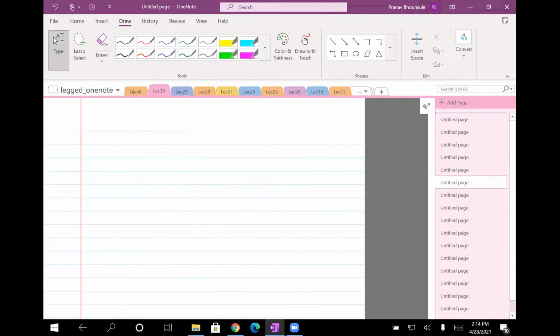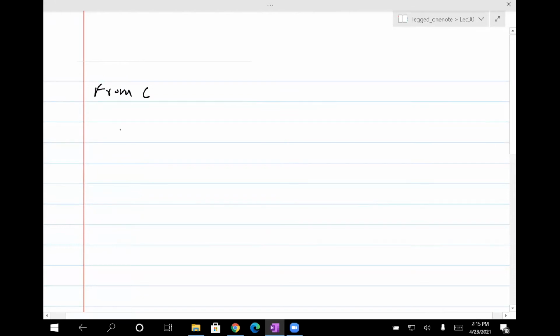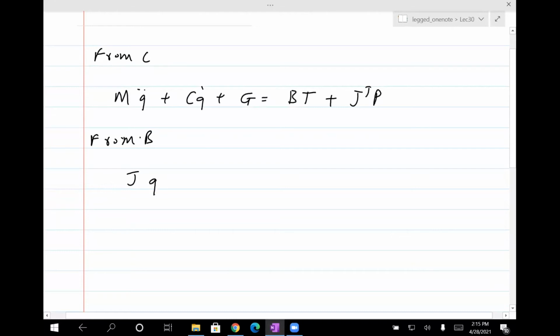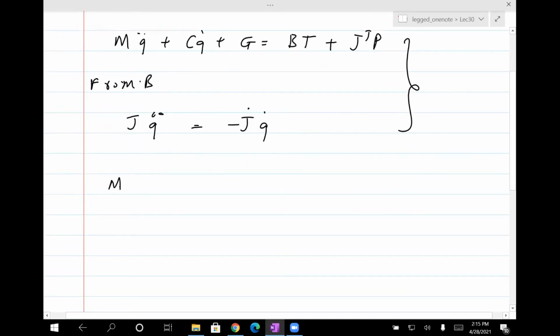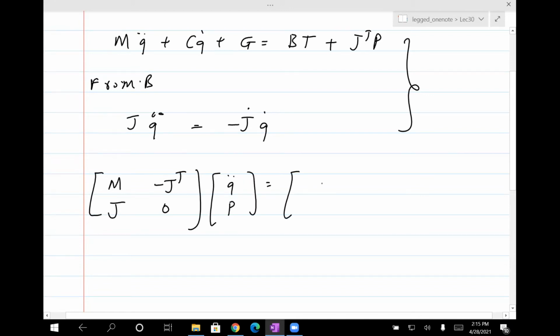So from C, we have M q double dot plus C q dot plus g equals B times torque plus J transpose p. So that's from C. And from B, if you remember, we can write J q double dot equals minus J dot q dot. So now we can combine this to get [M, minus J transpose; J, 0] times [q double dot, p] equals [B torque minus g minus C q dot; minus J dot q dot].